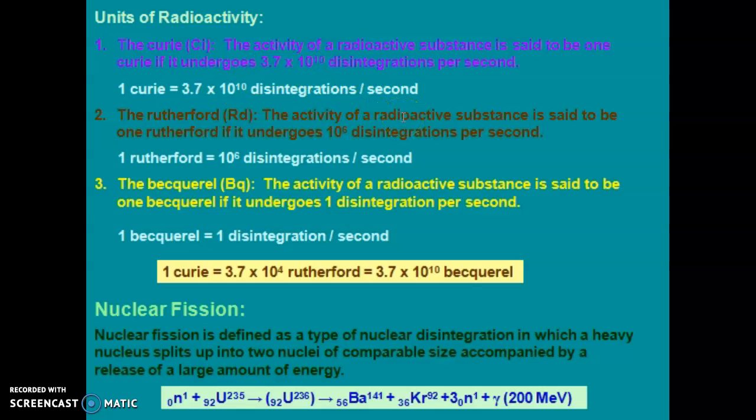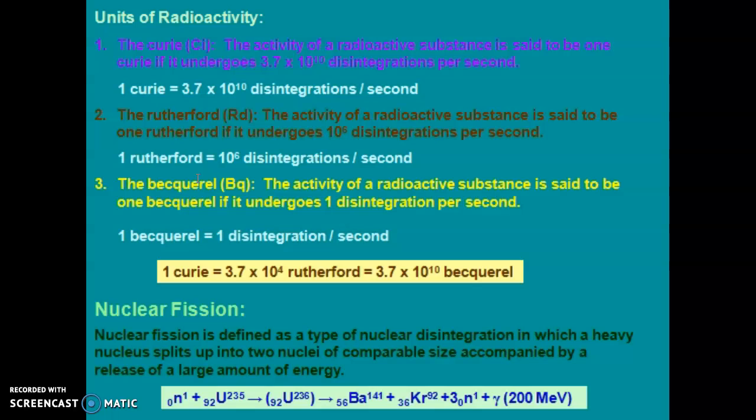एक सेकंड में अगर इतनी 3.7 into 10 raised to power 10 डिसइंटीग्रेशन अगर हो रही हैं तो उसकी रेडियो एक्टिविटी होगी 1 क्यूरी. Second unit is Rutherford. The activity of a substance is said to be 1 Rutherford if it undergoes 10 raised to power 6 disintegrations per second. So 1 Rutherford means 10 raised to power 6 disintegrations per second.